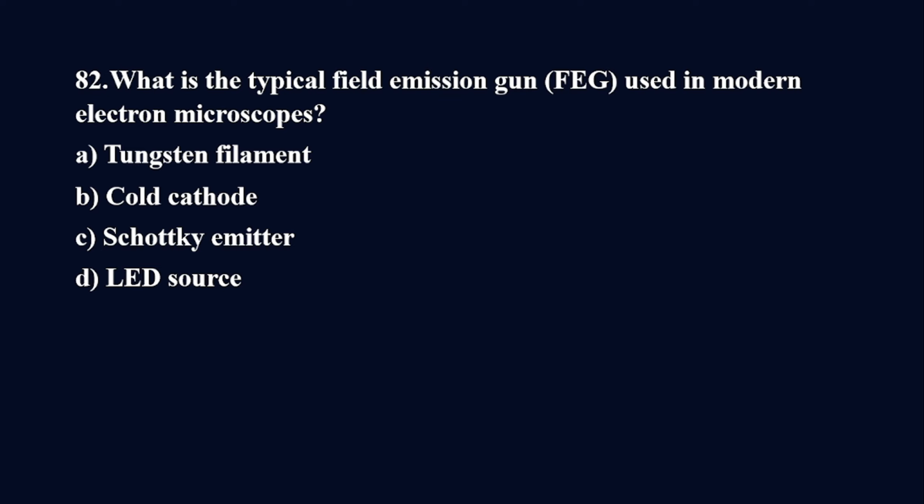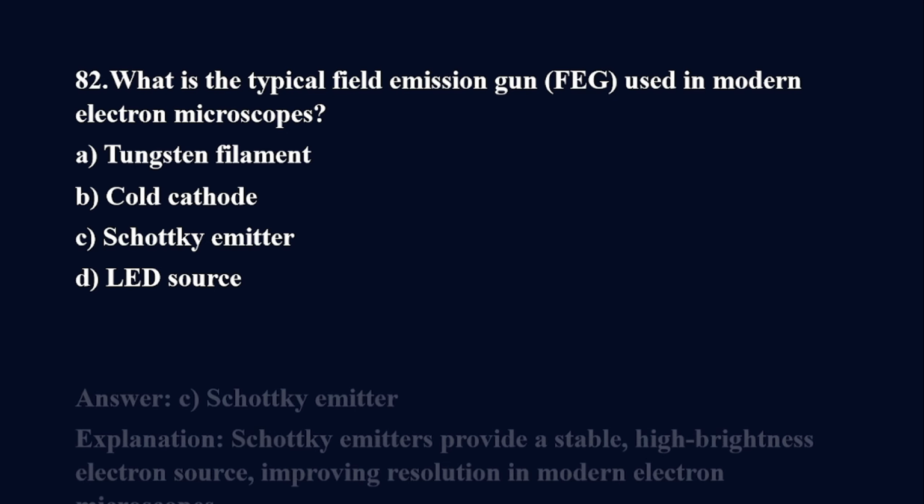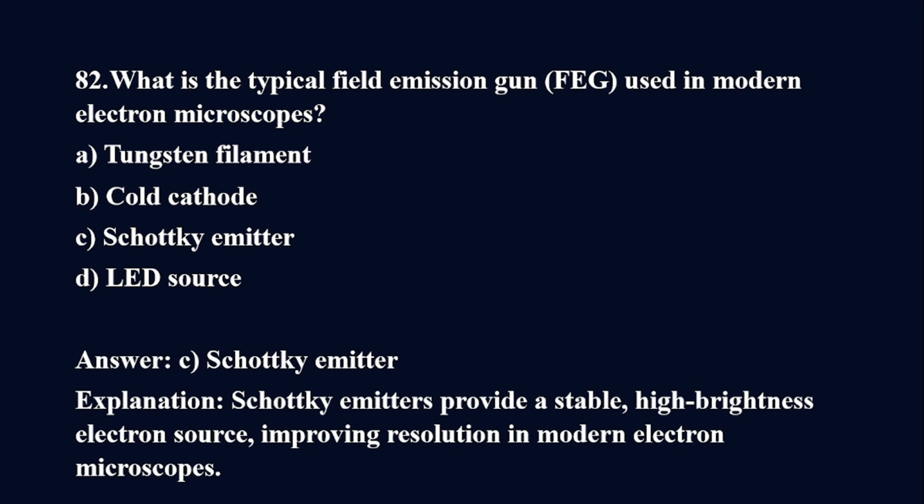What is the typical field emission gun used in a modern electron microscope? Tungsten filament, cold cathode, Schottky emitter, or LED source? And the correct answer is Schottky emitter.